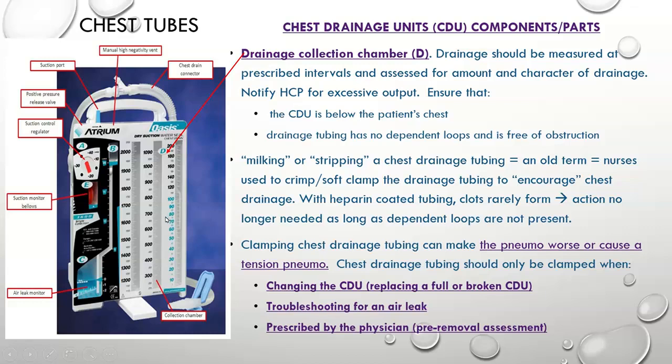You want to ensure that the chest drainage unit is below the patient's chest for obvious reasons, gravity and removal of stuff in the lungs. And then you want to make sure that the drainage tubing, which is rather long, it's probably at least 4 feet long, has no dependent loops. And I want you guys to email me if you don't see dependent loops on the hospital units. I always see them. You want to make sure they're free of obstruction. All of these things, no dependent loops and free of obstruction, ensure that the chest tube does what it's supposed to do, which is remove the air, blood, and fluid.